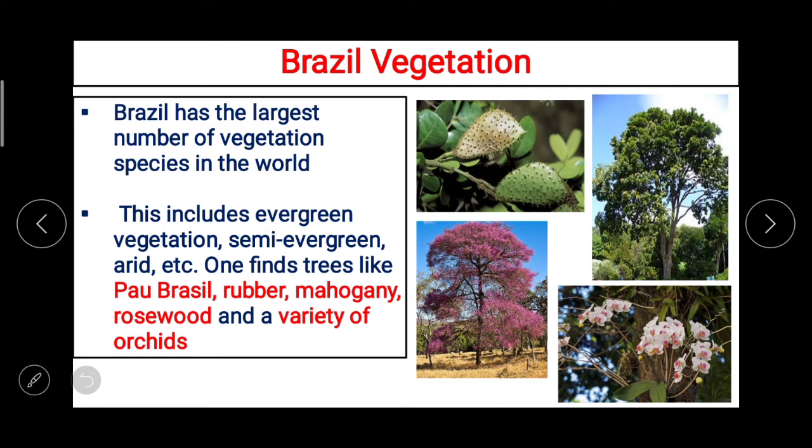This includes evergreen vegetation, semi-evergreen, and then the arid. One finds trees like pau-Brazil, rubber, mahogany, rosewood, and a variety of orchids. So these are the names of the plants which you can easily find there in Brazil.